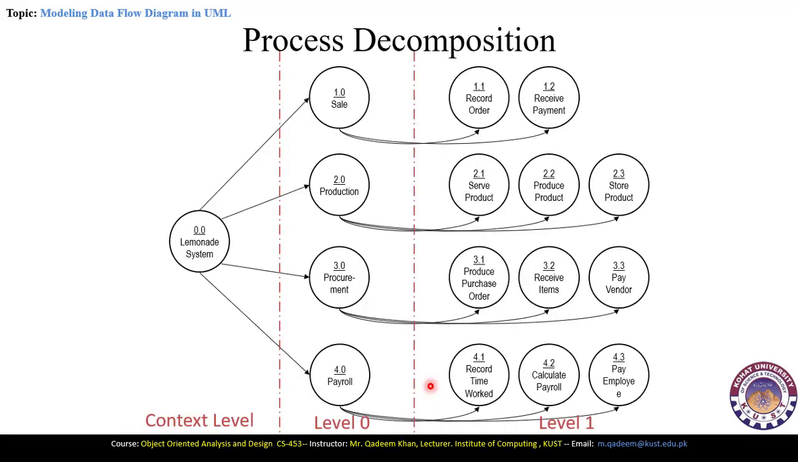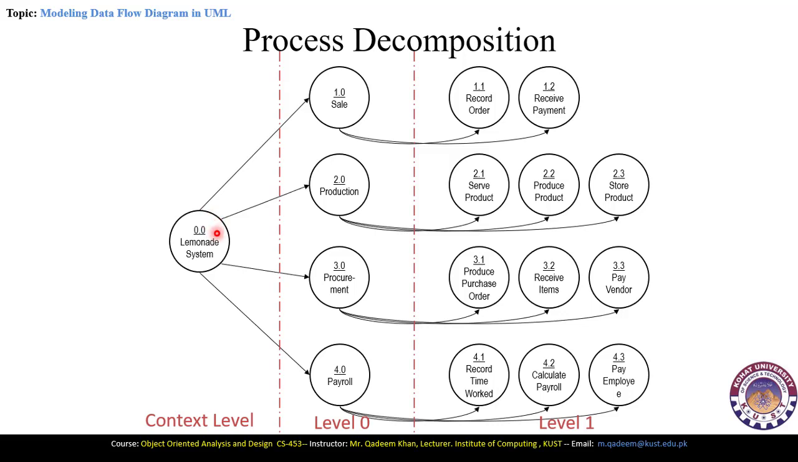And then we will perform the decompositions. This slide shows how you will perform the decomposition. Decomposition means dividing the main process into sub-processes. For example, we have a lemonade system. The lemonade system is used by different customers and employees to order the products.